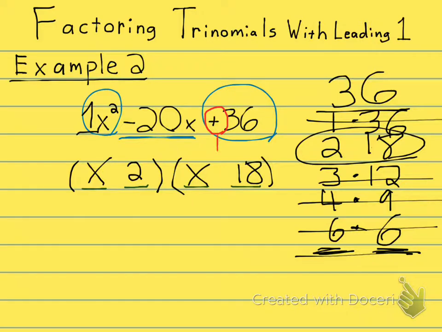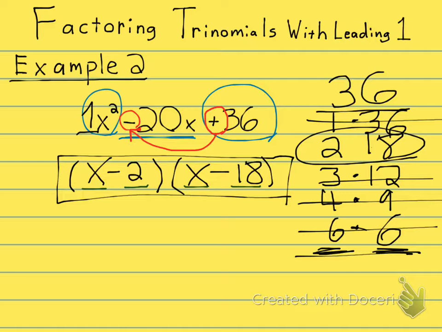Now, I have to ask what signs go in between. If this is a plus, it tells me that my signs are going to be the same. They're either both going to be positive or both going to be negative. To find out whether they're positive or negative, I look back here. Since that's a minus, it means that both of my signs are going to be negative, here and here. And this is my answer. That's the two binomials that will FOIL out to give me what I originally started with.